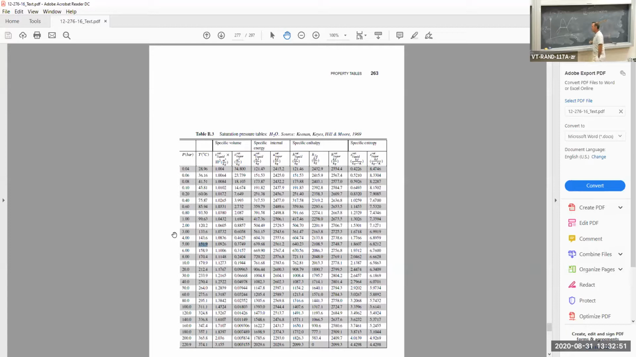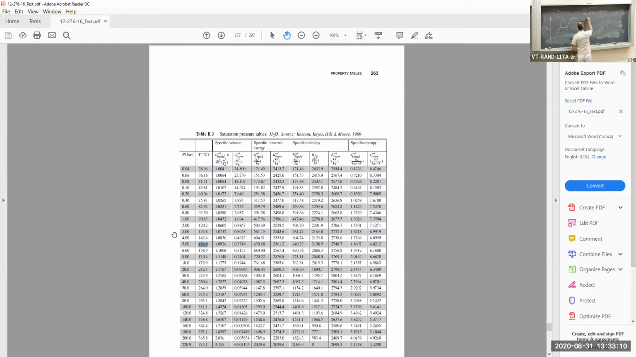Saturated mixture, okay? If I was below 151, I'd be a supercooled liquid. If I was above 151.9, I'd be a superheated vapor, okay? So we are at Tsat. That means we are a saturated mixture.